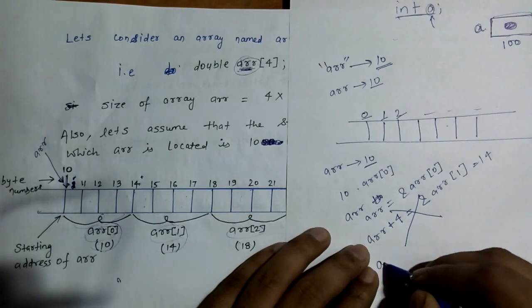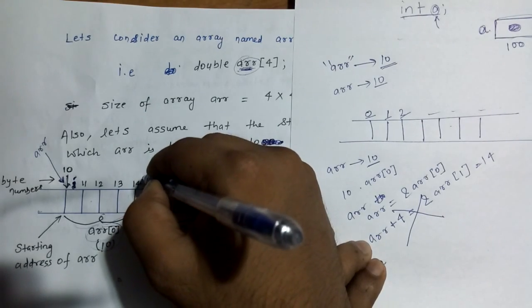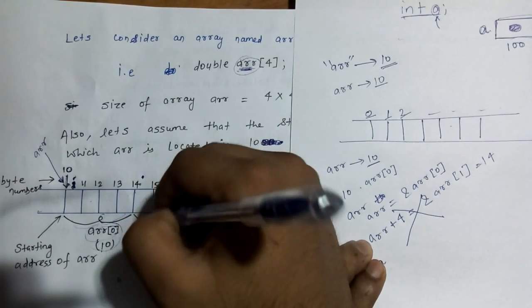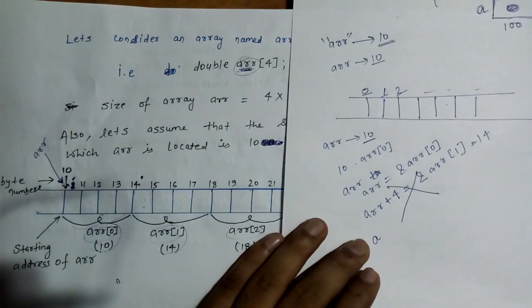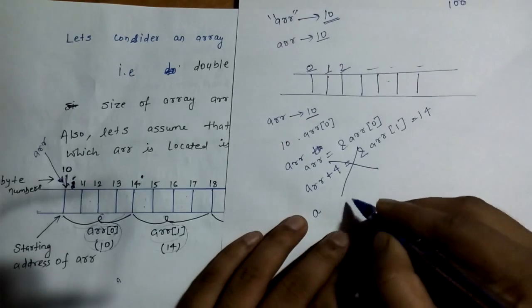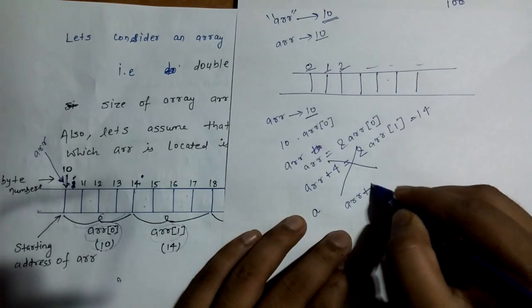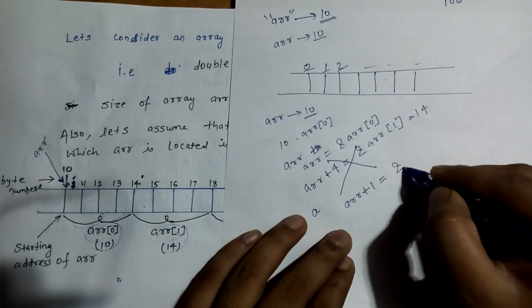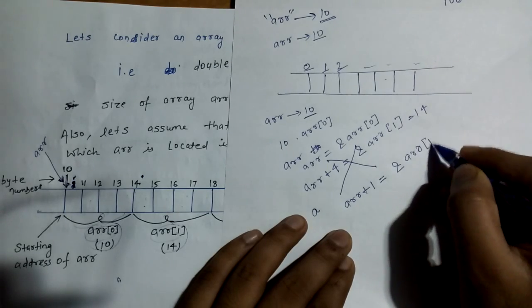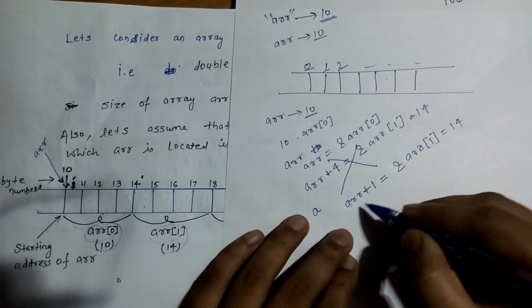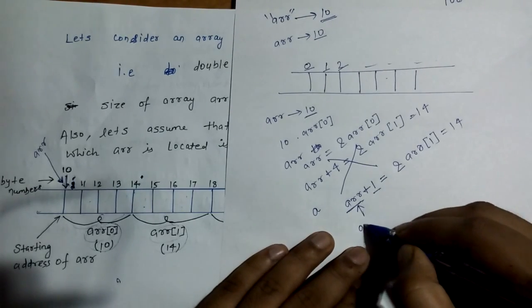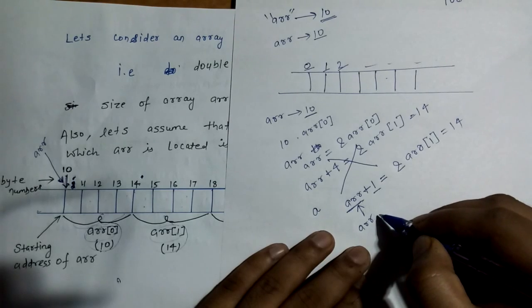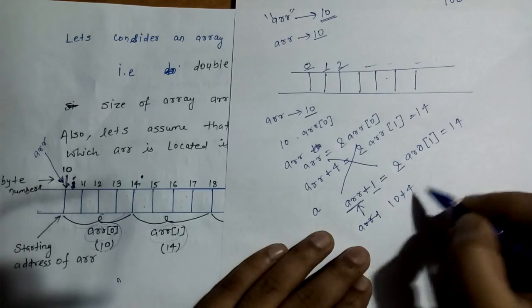So if you want to reach this point, outside of this box, that is the address of the element at index 1, what you have to do is just ARR plus 1. ARR plus 1 is equal to 14, because when you do ARR plus 1, the system knows that this is an array of type double, and double has size 4, so it becomes 10 plus 4 is equal to 14.